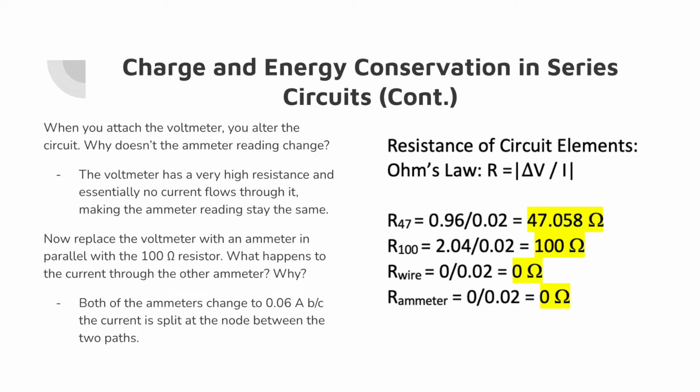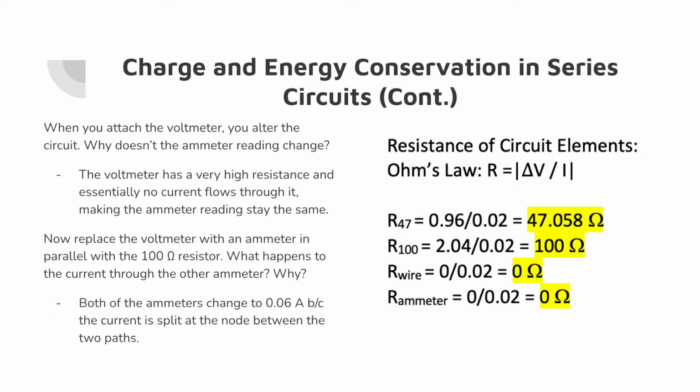Why doesn't the ammeter reading change? The voltmeter has a high resistance and essentially no current flows through it, making the ammeter reading stay the same. Now replace the voltmeter with an ammeter in parallel with the 100 ohm resistor. What happens to the current through the other ammeter? Why? Both of the currents read by the ammeters change to 0.06 amps because the current is split at the node between the two paths. This is because of the node rule, also known as conservation of current.